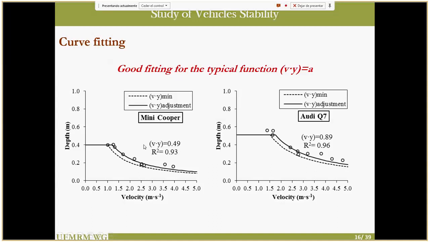Well, to do this, the vehicles were placed in a tank, and by introducing water slowly, which means without drag force, the buoyancy depth was reached. Well, when wheels lost contact with the ground, it means that the buoyancy depth was reached. Okay, and you can see two very good examples with a coefficient of determination really, really good.